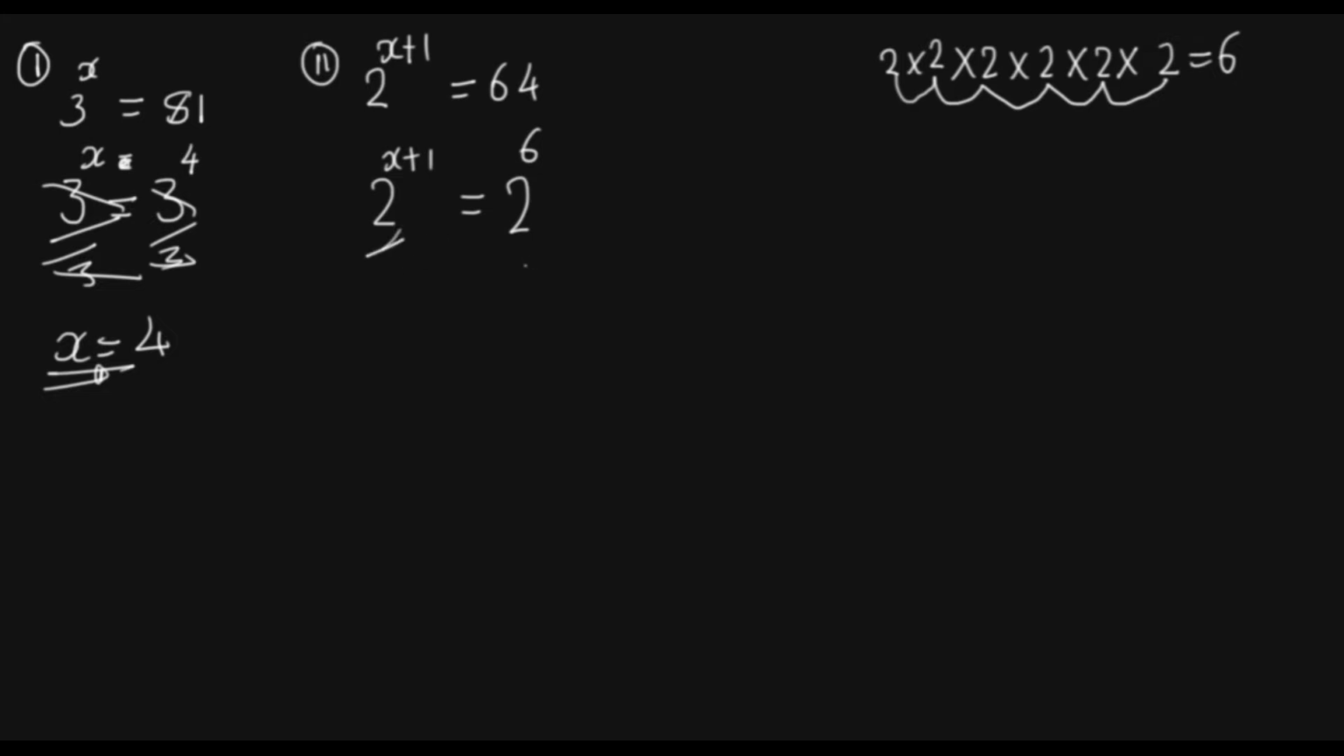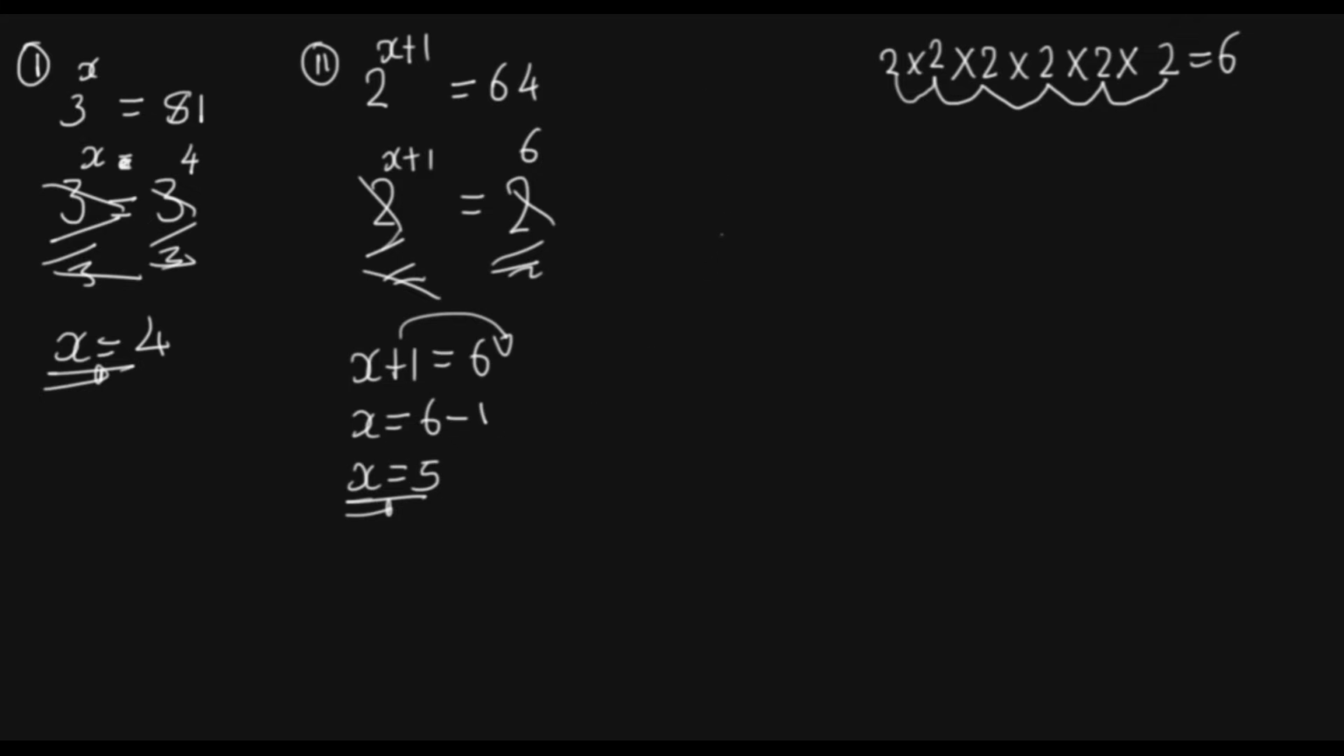So since we have the same base, we can cancel the base. Here we have x plus 1 is equal to 6. Then we can move this positive 1 to the other side, where we can have x is equal to 6 minus 1. So when a number moves to the other side, the sign changes. So x is equal to 5.